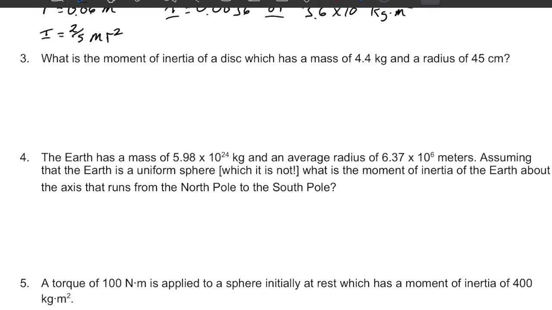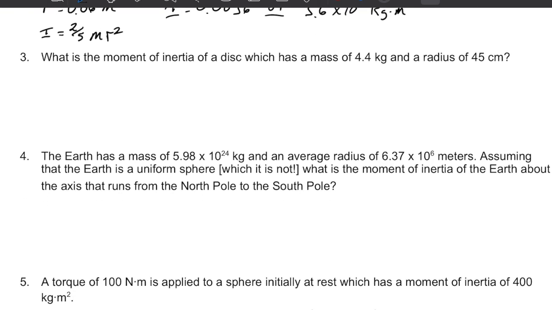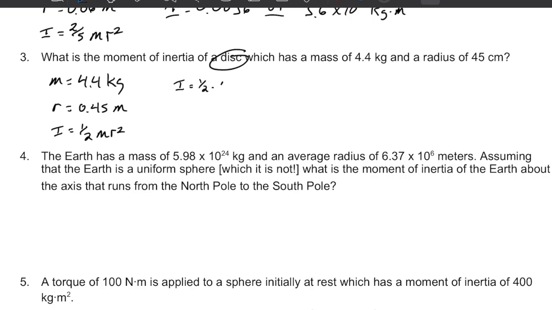Number 3, what is the moment of inertia of a disk which has a mass of 4.4 kilograms and a radius of 45 centimeters? The mass is 4.4 kilograms. The radius is 0.45 meters. Keeping with our GUESS method, we're continually writing out our givens so we can see exactly what we have and what we need. Because this is a disk, our rotational inertia, moment of inertia, is 1/2 mr squared. I equals 1/2 times the mass of 4.4 times the radius of 0.45, which will be squared.